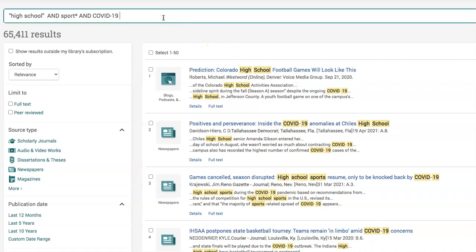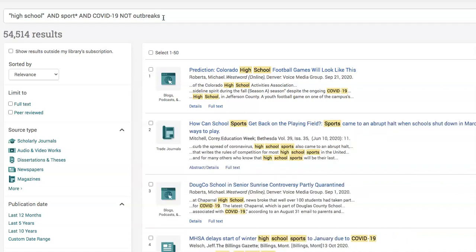I don't want to see outbreaks. I don't know of another way of saying it right now, but I want to see if I can get rid of some of these. So I'll put not outbreaks. And actually, it got rid of 10,000 pieces. Okay. And then we see not quarantine. I could go not quarantine. So I could keep taking out pieces that weren't there.